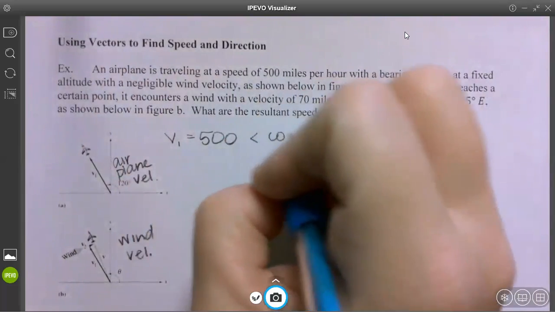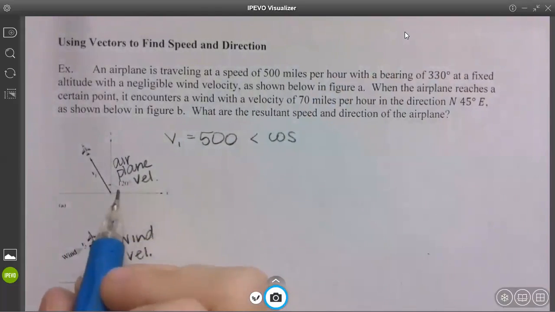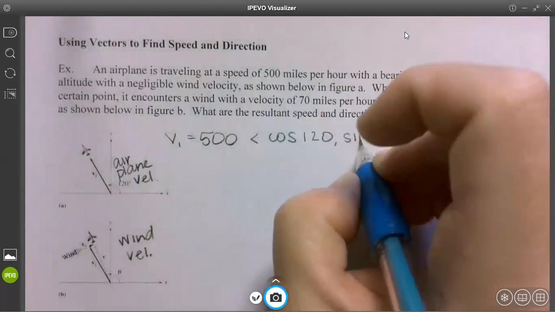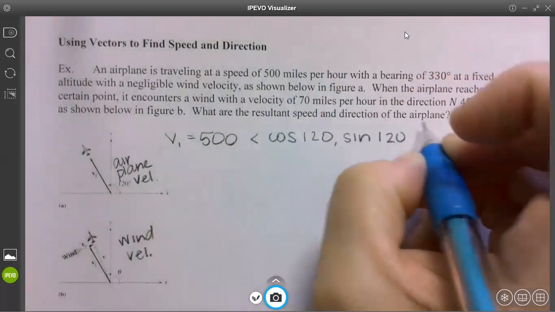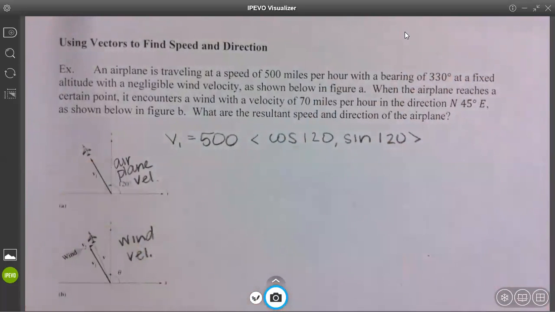We're going to multiply that by cosine of the angle. The angle is 120. Sine 120. Why are we doing that? Because we're finding that coordinate. Remember, the coordinate x is cosine and y is sine. So again, it just deals with the x and y coordinate.